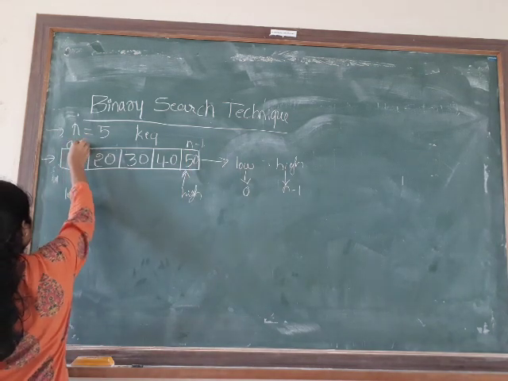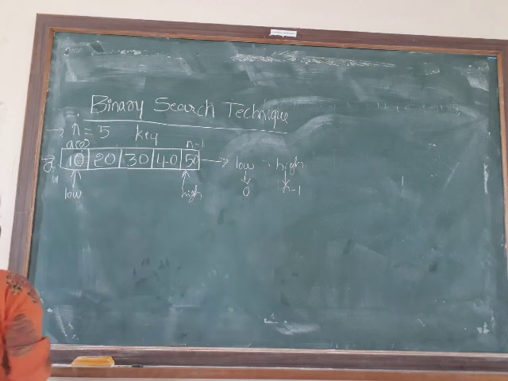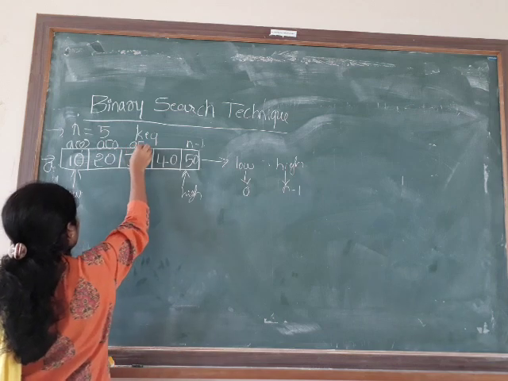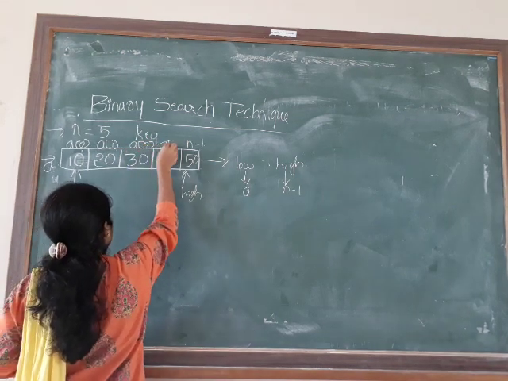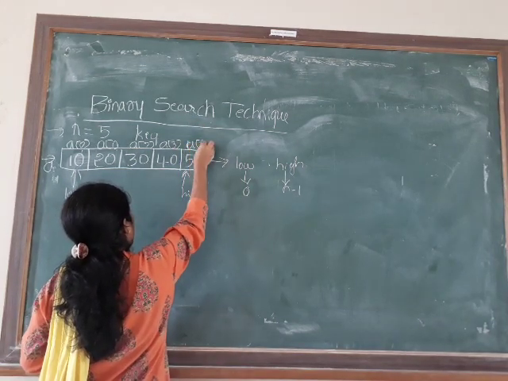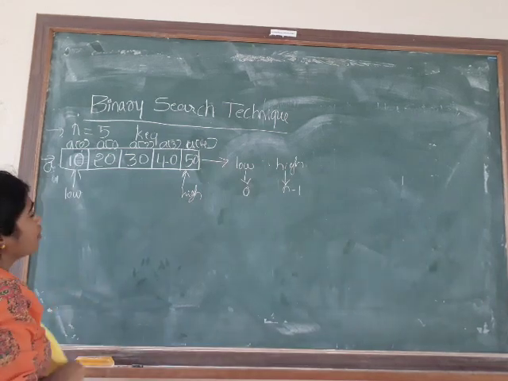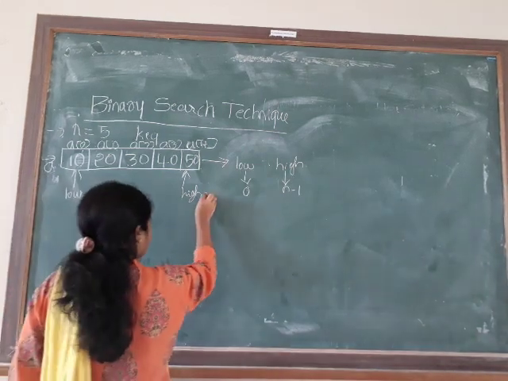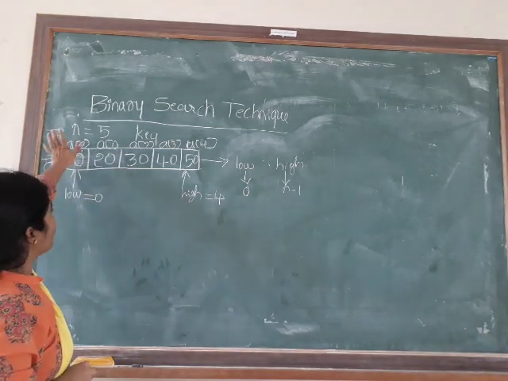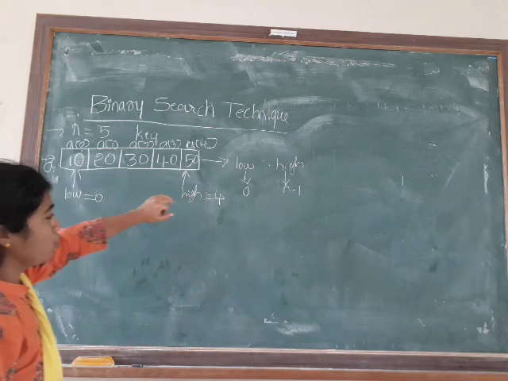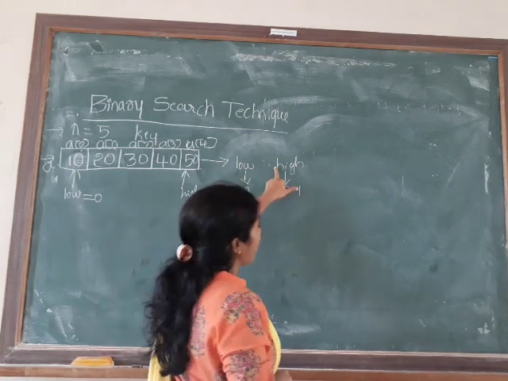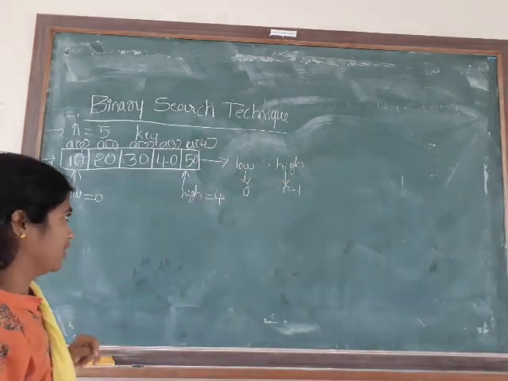So we know that with this, assuming the name of the array as A, I can tell 10 is at the 0th index, 20 is at the first index, 30 is at the second index, 40 is at the third index, and 50 is at the fourth index. With this I can tell that high is equal to 4 and low is equal to 0. Why? Because my array size is 5. We know that in the binary search technique we initialize low is equal to 0 and high is equal to n-1.